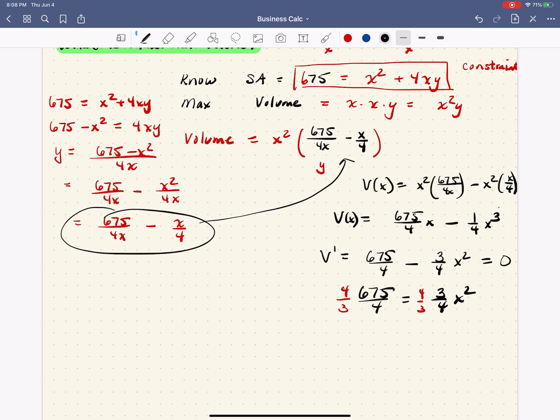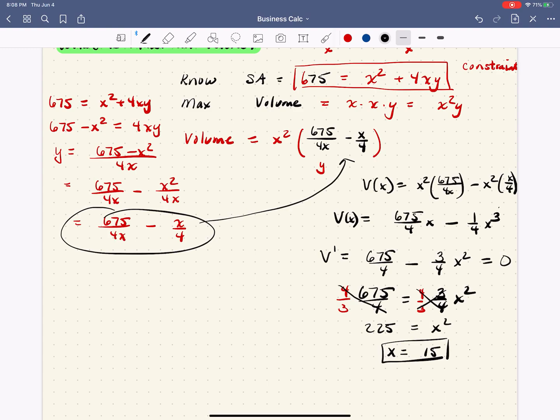And what that gives me on the left-hand side is, well, the 4's, whoops, I wanted them to cross out, but not that quickly. The 4's will cross out. 675 over 3 is 225. These cross out, which gives me x squared. And luck would have it, x is the square root of 225, which is 15.